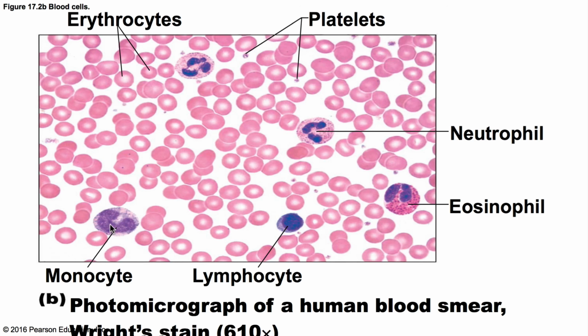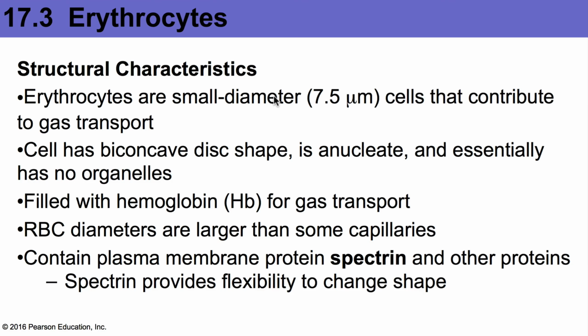So here's this monocyte. We have a neutrophil over here, a lymphocyte, and another white blood cell here, an eosinophil. And we're going to be talking about these individually as we move forward. When we look at the structural characteristics of these red blood cells, which are also known as erythrocytes, their diameter is quite small at only 7.5 micrometers. And remember, their main job is to transport gases. So they're transporting oxygen and carbon dioxide.